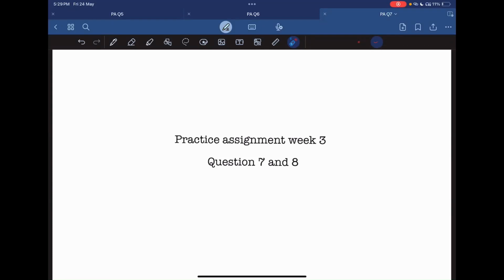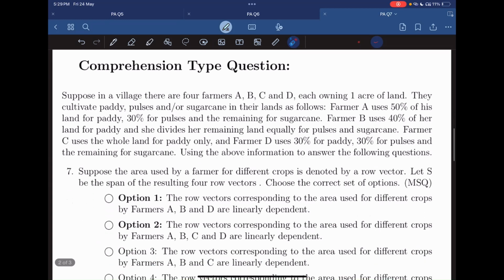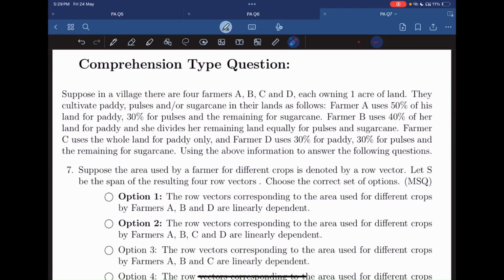Hello everyone. So let's now solve question 7 in it. Suppose in a village there are 4 farmers A, B, C and D, each owning 1 acre of land. They cultivate paddy, pulses and or sugar cane in their lands as follows.